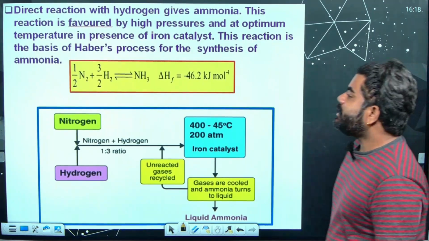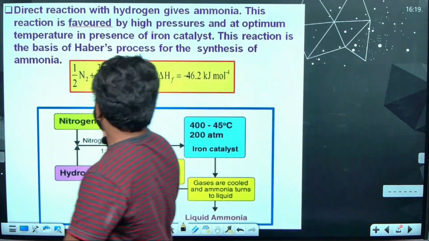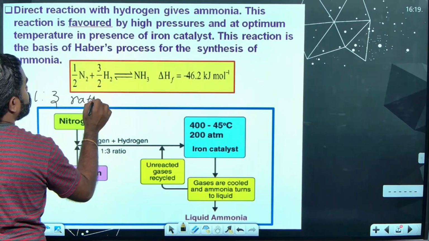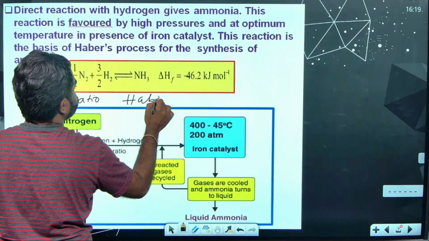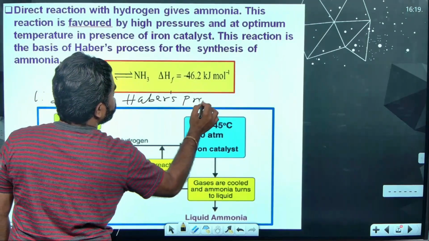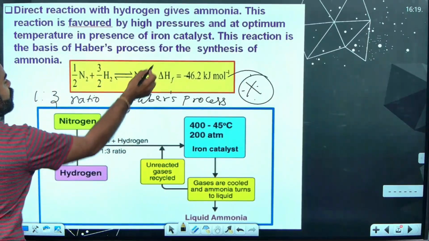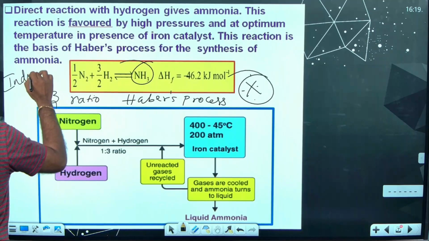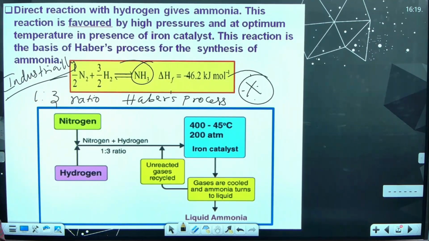Then nitrogen when reacts with hydrogen, you see that nitrogen and hydrogen is in 1:3 ratio in this process, which is called Haber's process. This is a very, very important methodology for preparation of ammonia. Actually, this is the industrial method. Industrially, ammonia prepare பண்றதுக்கு இந்த மெத்தட் தான் யூஸ் பண்ணுவாங்க.